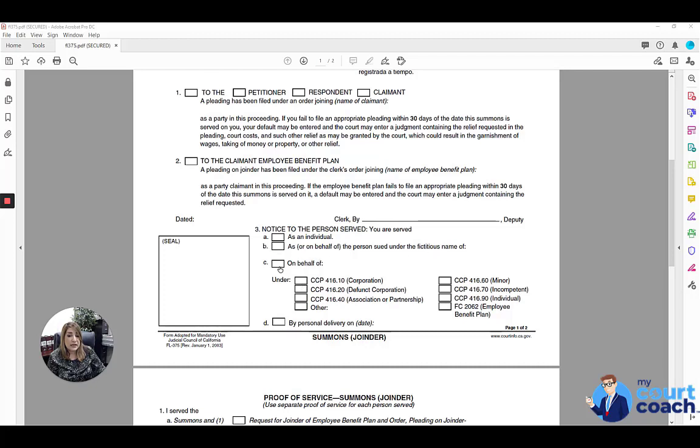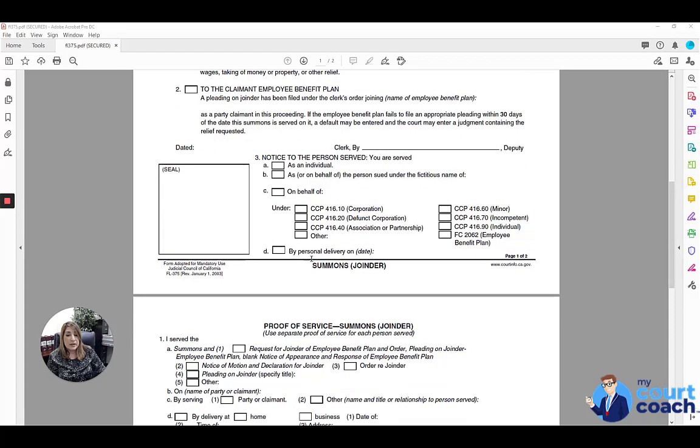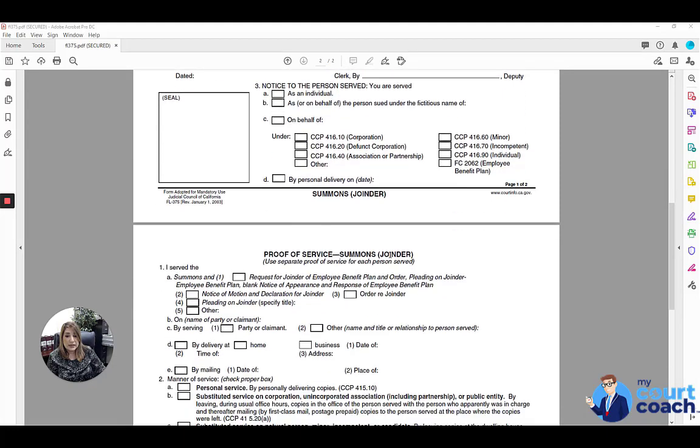And then item C, again, if it's an employee benefit plan, you would mark the box that says FC 262, or any of these other options if they apply, if it's some sort of corporation or a minor, perhaps another. So whatever it is, you're going to mark the box that describes best the identity of the third party. Next, you're going to indicate if this was served by personal delivery. Otherwise, you can leave that blank.